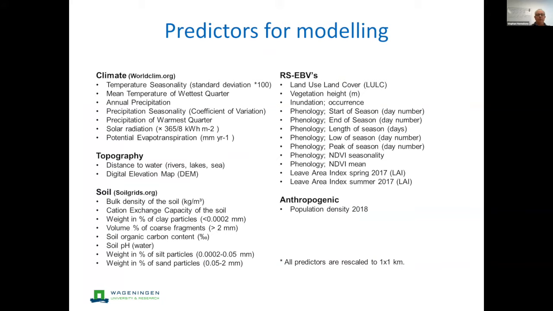Okay, so here we have a list of the predictors in more detail. We have several climate predictors derived from the WorldClim database. We have topography predictors like distance to water or the DEM. We have several soil parameters derived from soilgrids.org and a number of RS-enabled EBVs like land use, vegetation height, inundation, variables of phenology, and also leaf area index. And lastly, the anthropogenic predictor, the population density. The last one we have applied for EUNIS types that are heavily influenced by man, like arable fields.